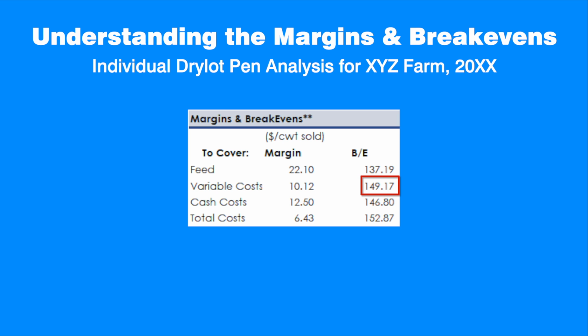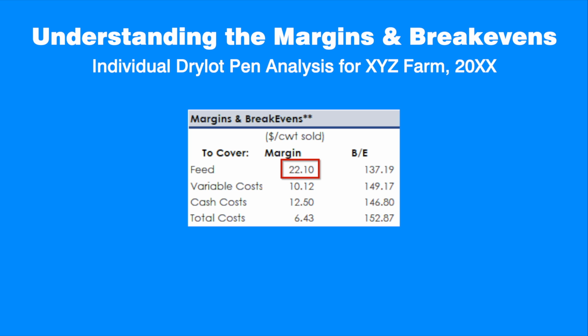In the same way, the break-even price to cover only variable cost is calculated by dividing the pen variable cost by the feeder sale weight. In this example, it is $149.17 per 100 pounds sold. Margins show the returns above the corresponding break-even price.